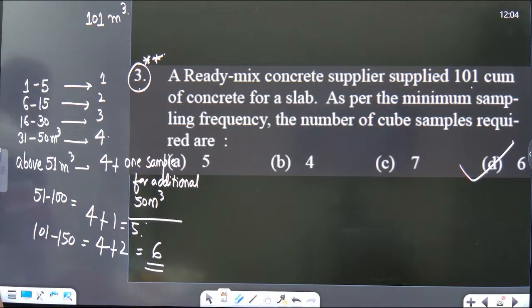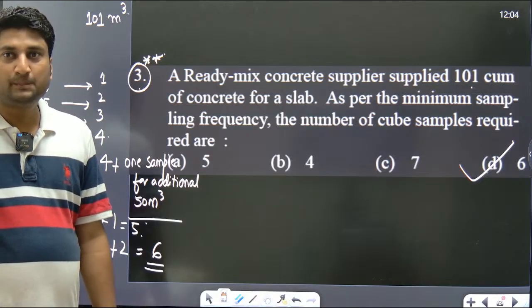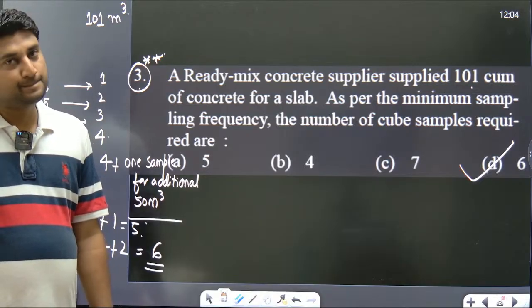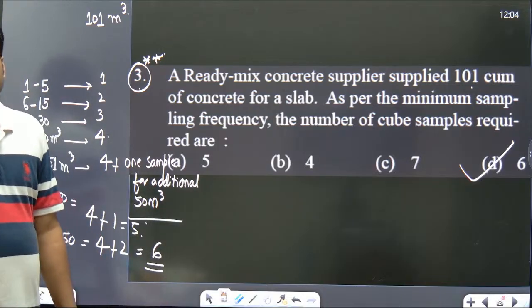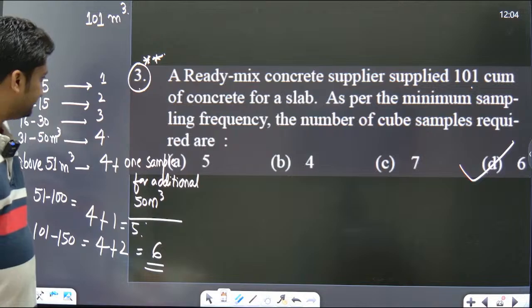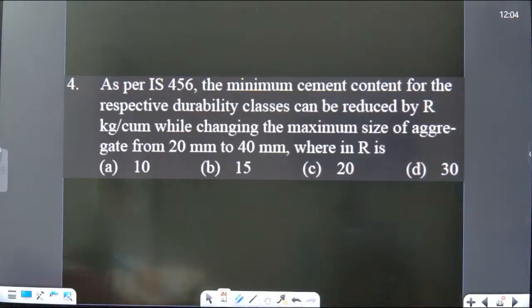Shall we move ahead? After the RCC, I'll take up the survey also. Now please move ahead. Answer this question.